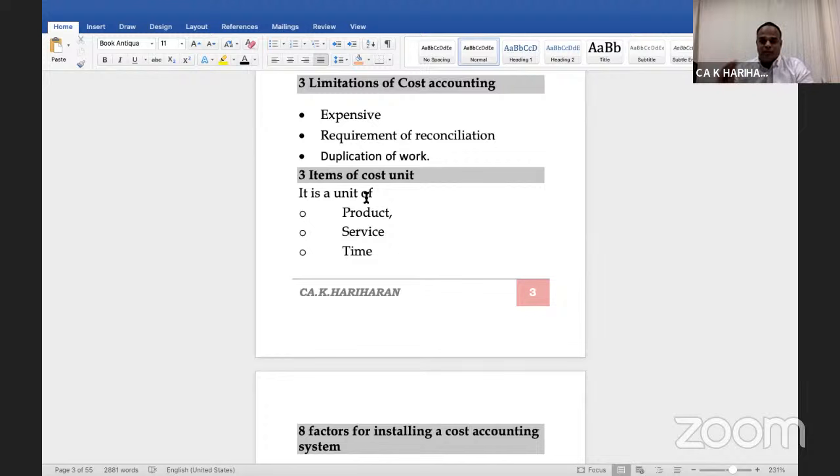So what is called the cost center? Where I am going to incur the cost is called the cost center. What is called the cost unit? How I am going to recover the cost is called the cost unit. Where I spend, that is the cost center.